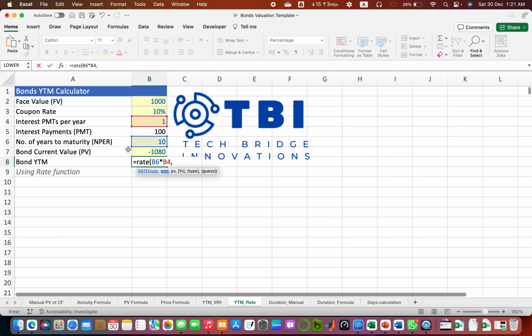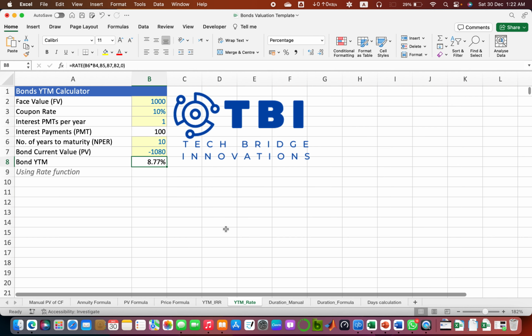And then PMT is the payment per year you are getting or per period you are getting. And then PV means the price of the bond. So price of the bond is current value, it's here, and the sign must be negative because you are paying that value. And FV is the future value or the face value of the bond, that is 1000, and it should be positive, meaning future value and present value must have the opposite sign. And then the type, so it's end of the period payment, and that's it.